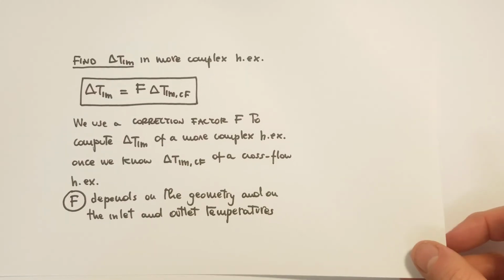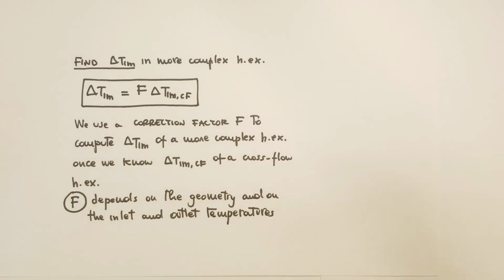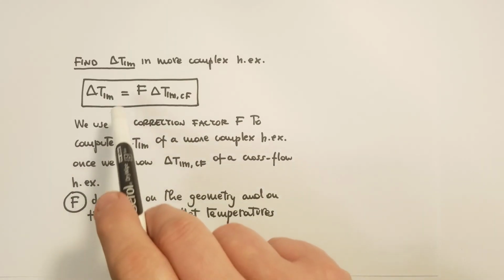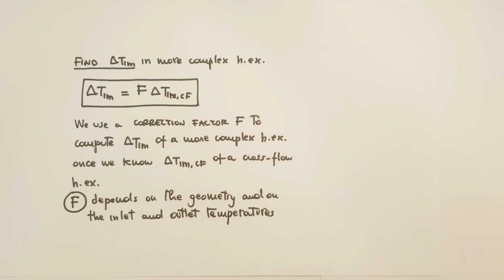Now we have found the log mean temperature difference in the idealized case, so the case in which the flow is in cross flow or parallel. But in general we have more complicated heat exchangers. So the question is, how do we find the delta TLM in more complex scenarios? What we do, we use a correction factor. So the delta TLM of the heat exchanger of choice is equal to F, the correction factor, times the delta TLM in the cross flow situation that we just saw before.